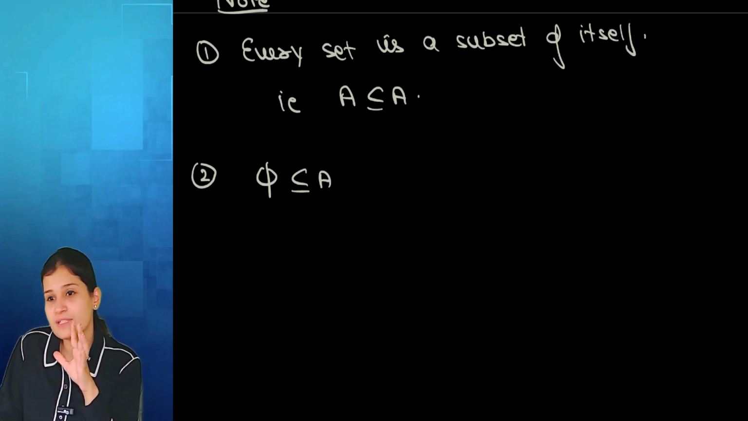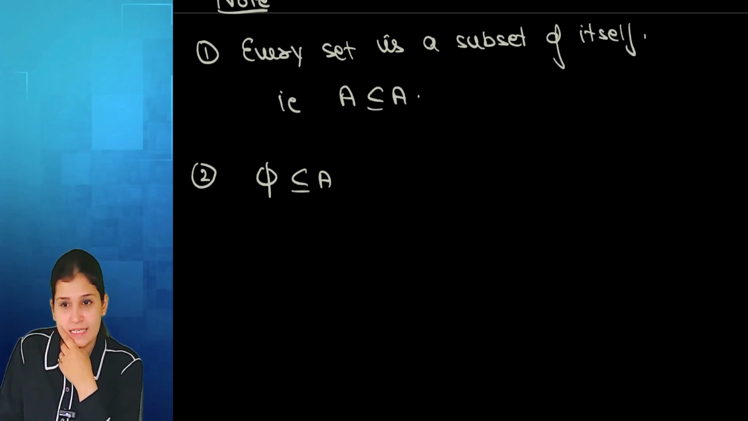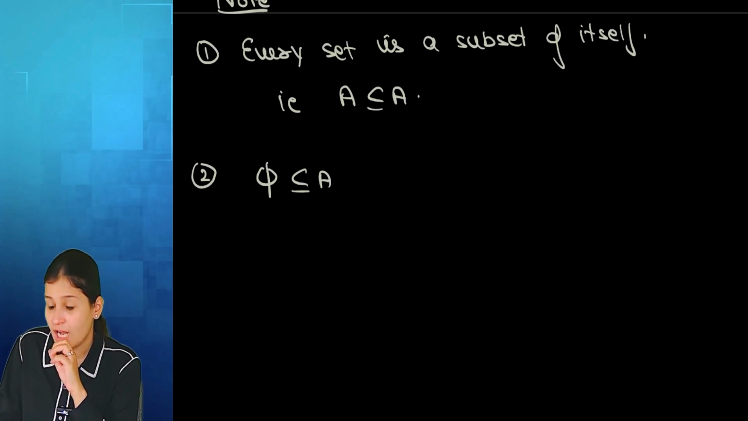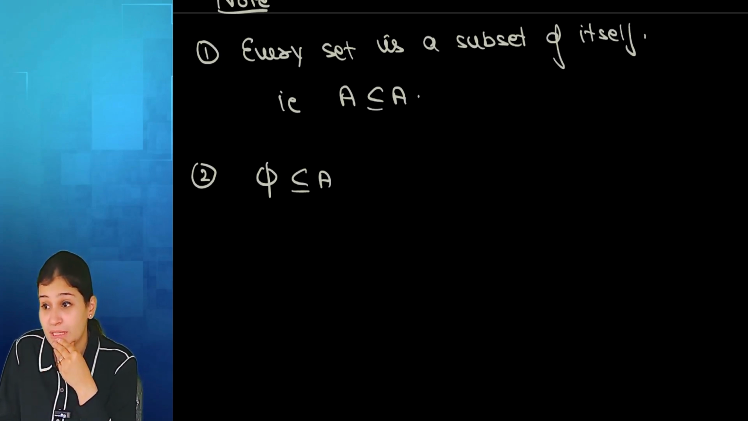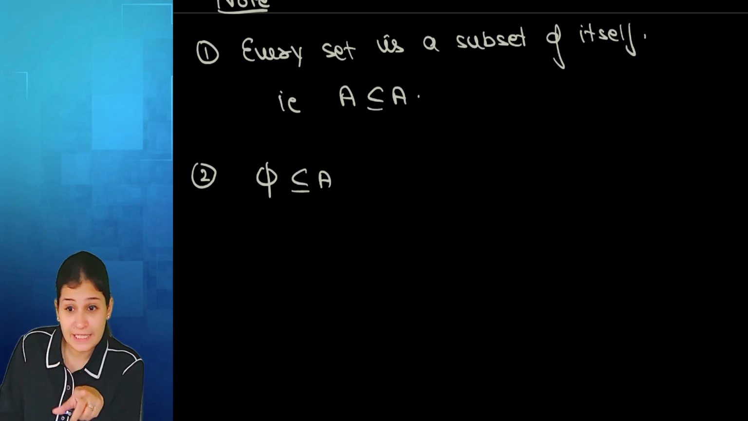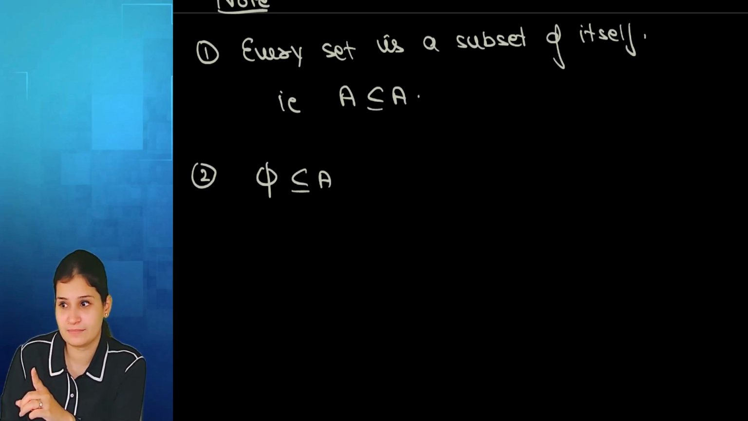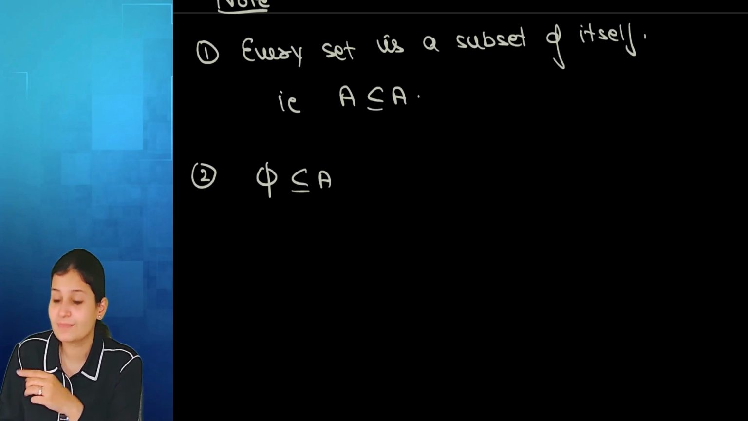See, if I want to say a subset, the definition says A is a subset of B if all the elements of A are in B. How do you say A is not a subset of B? If there is an element in A which is not present in B. So whenever you want to say no, you need to have an example. You should have a reason.